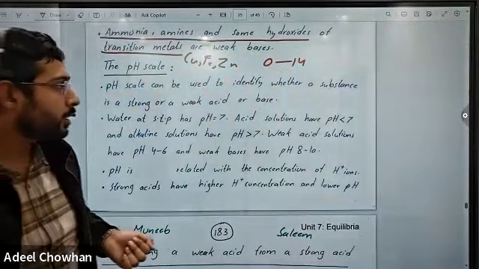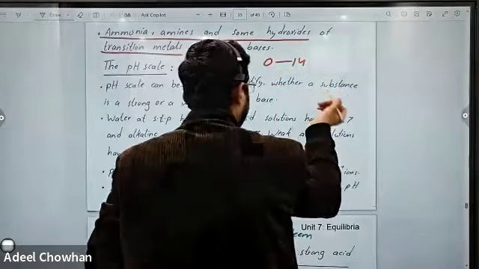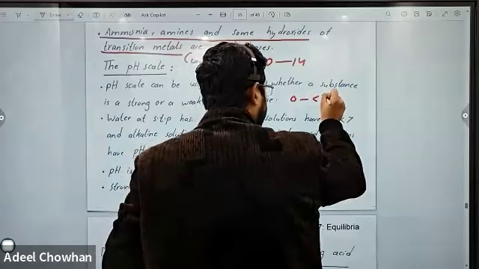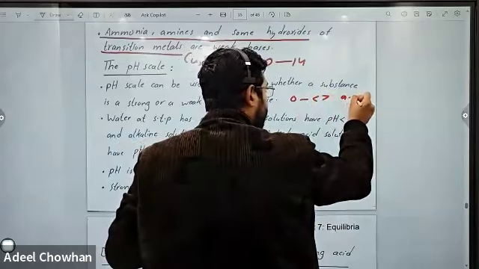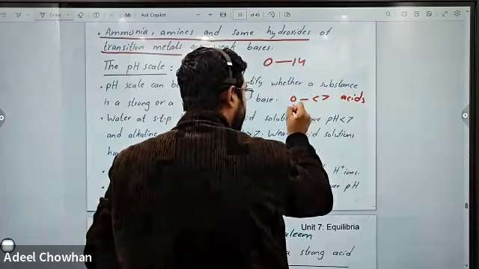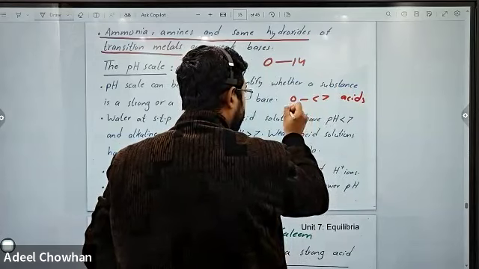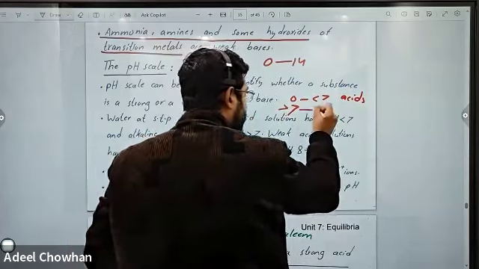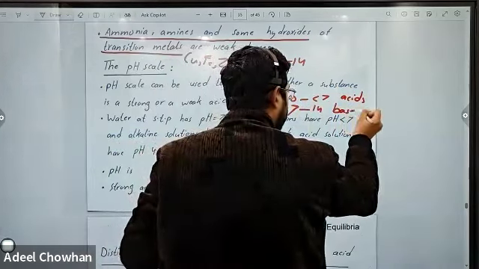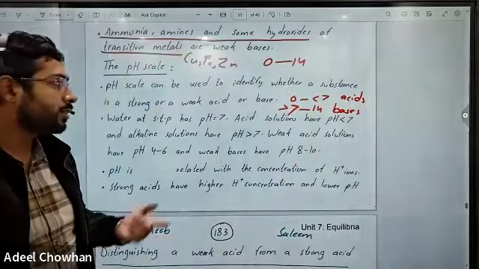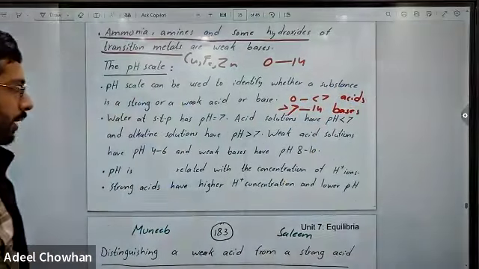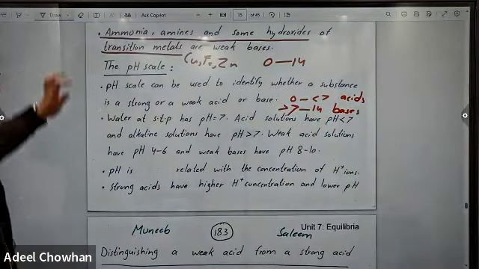And we also studied in the O levels that the value from 0 to less than 7 is the range of the acids, and the value from greater than 7 up to 14 is the range of bases, whereas the value of pH 7 is basically the neutral solution. So pH 7 indicates the neutral solutions.